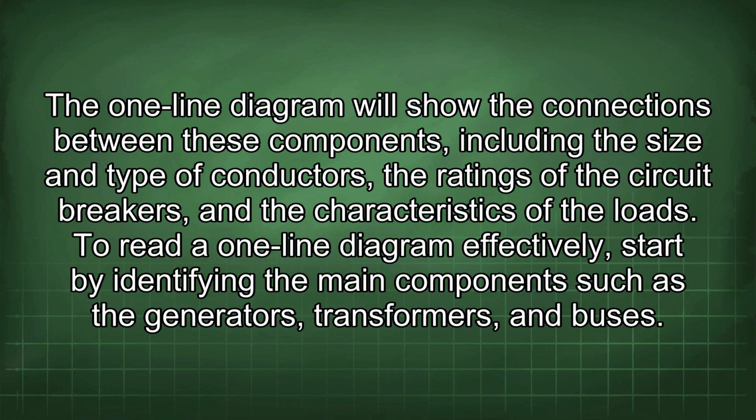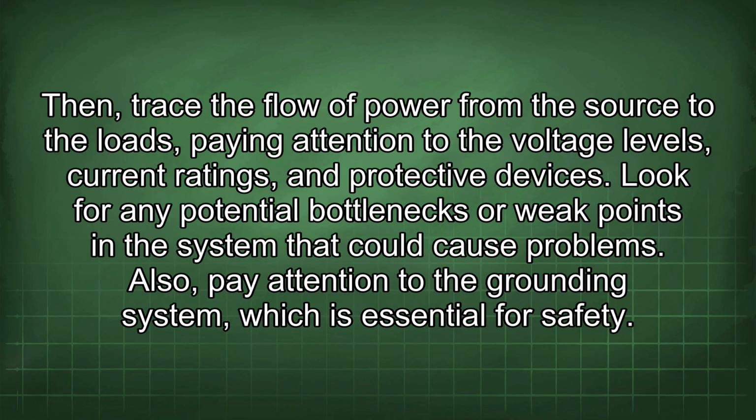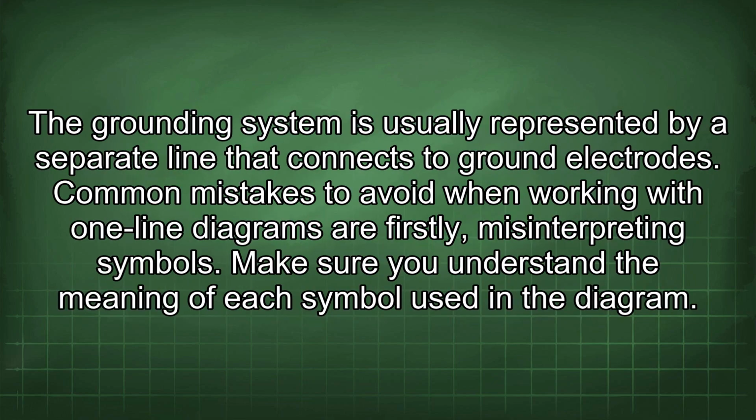To read a one-line diagram effectively, start by identifying the main components such as the generators, transformers, and buses. Then, trace the flow of power from the source to the loads, paying attention to the voltage levels, current ratings, and protective devices. Look for any potential bottlenecks or weak points in the system that could cause problems. Also, pay attention to the grounding system, which is essential for safety. The grounding system is usually represented by a separate line that connects to ground electrodes.